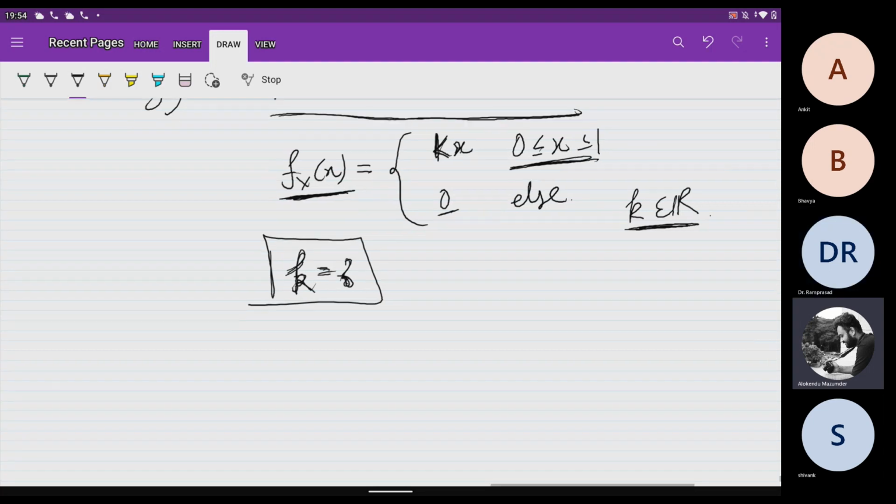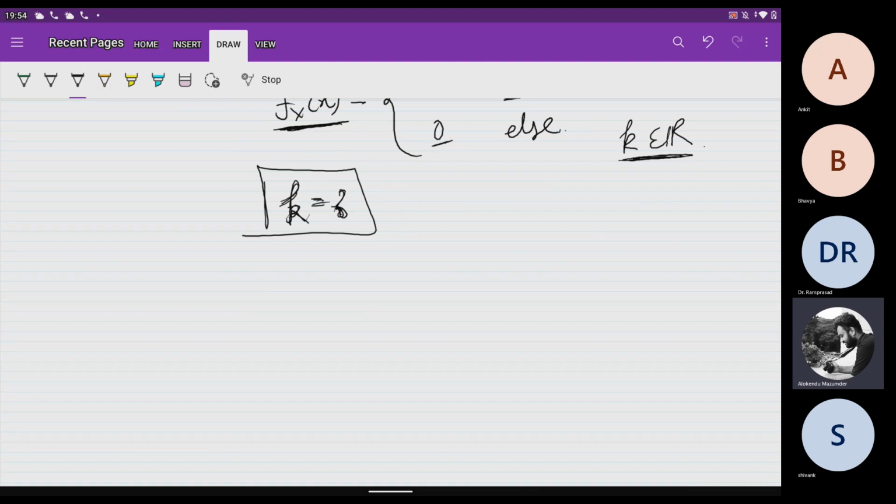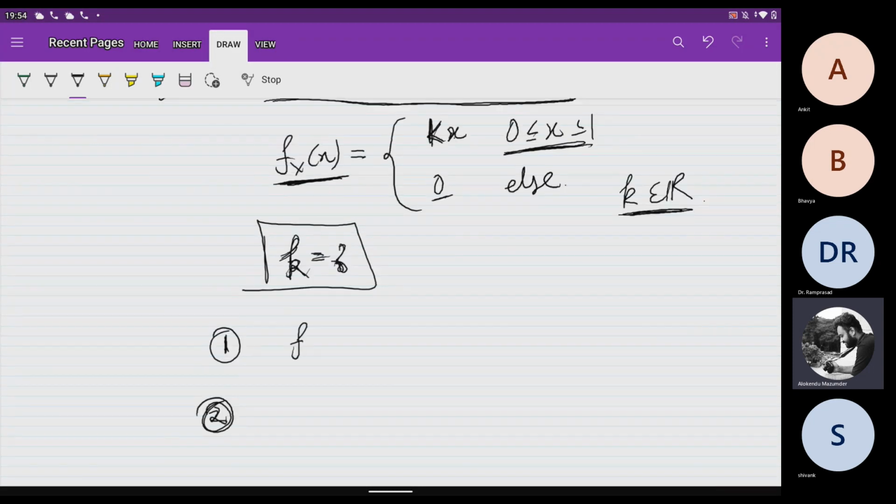No. See, it was pretty simple. First, tell me what were the two properties that a PDF should satisfy? What were the two properties that a probability density function should satisfy?